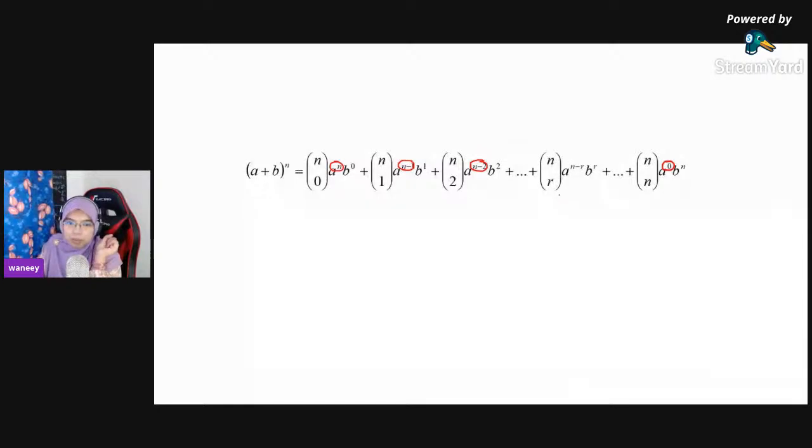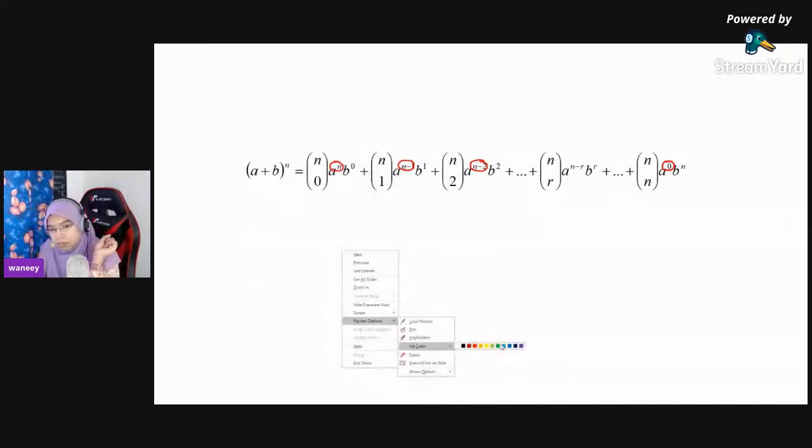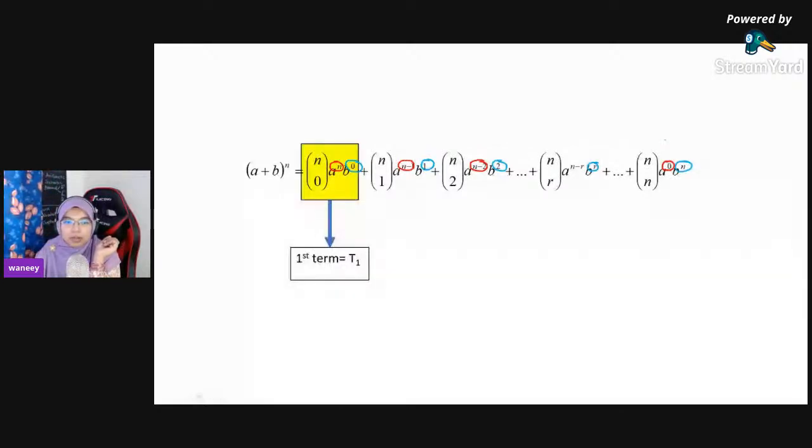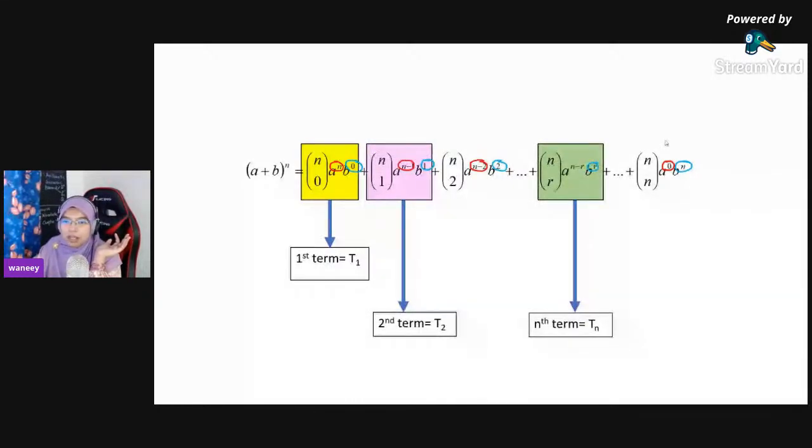If you refer to the b, the power for the b should be increasing. So let us change the color a little bit. Okay, so this is b. So we start with b to the power of 0 and then we add 1 to that. So b to the power of 1, b squared, b cubed, until b to the power of n. Okay, so that is the first term, nC0 a^n b^0. So first term, second term. So that means this one over here is when you want to calculate the nth term.